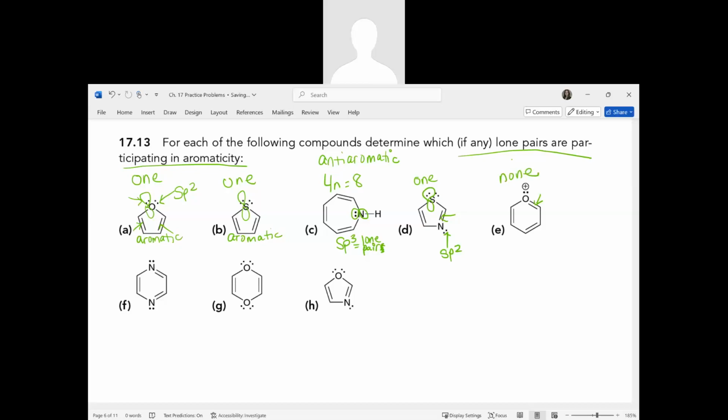Then in compound F, we look at each of these nitrogens, which has a lone pair. Neither of these, so we would say none over here, are participating in aromaticity because we already have the p orbitals, right, established here that are involved in aromaticity. So none of the lone pairs are involved, but the compound is overall aromatic.